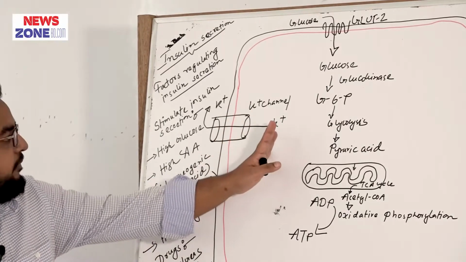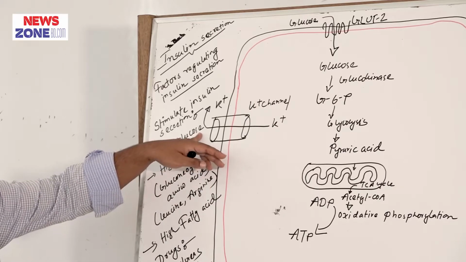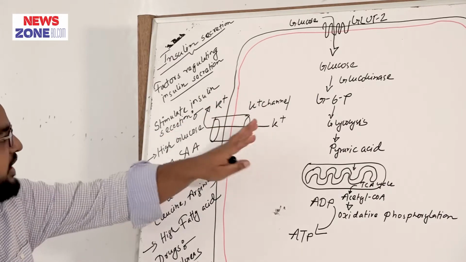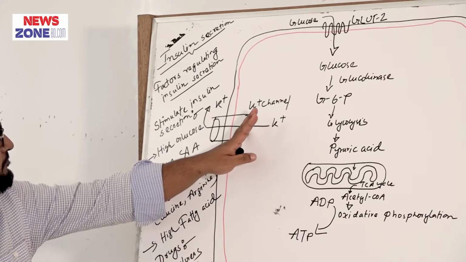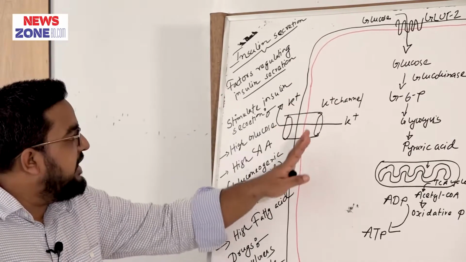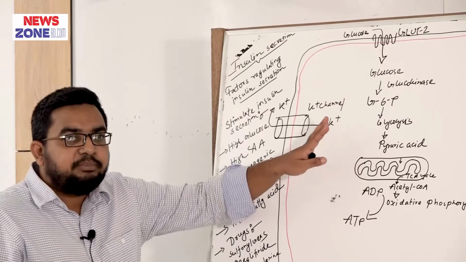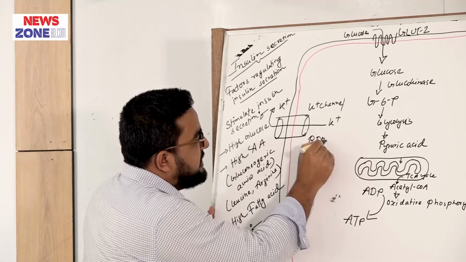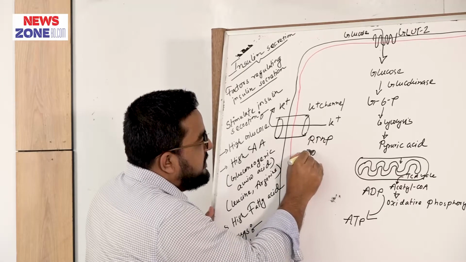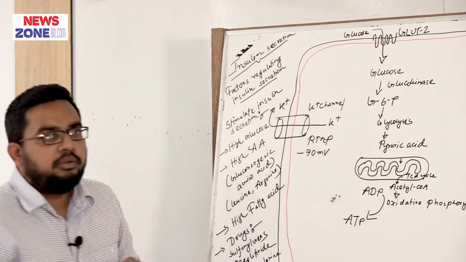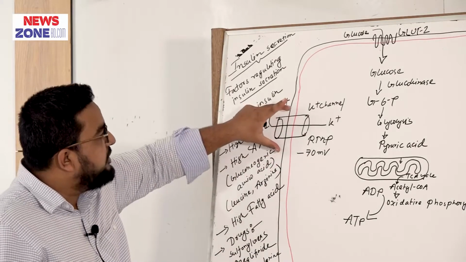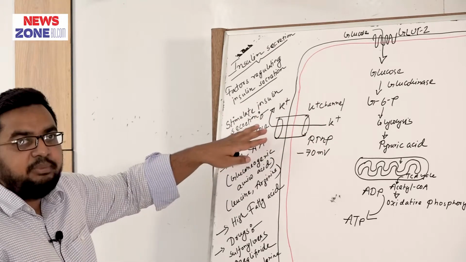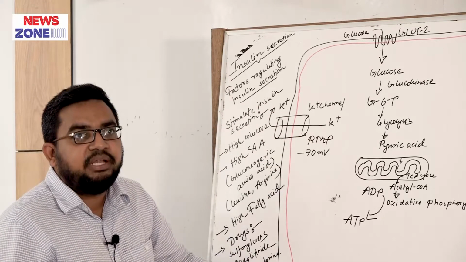From inside, the potassium goes outside the pancreatic beta cell and maintains its resting potential, because it is a positive ion. When the positive ion goes outside, the cell becomes negatively polarized, and that is the resting membrane potential of the pancreatic beta cell, that is minus 70 millivolt. Normally the function of the potassium channel is that potassium goes outside the cell and maintains the resting membrane potential.